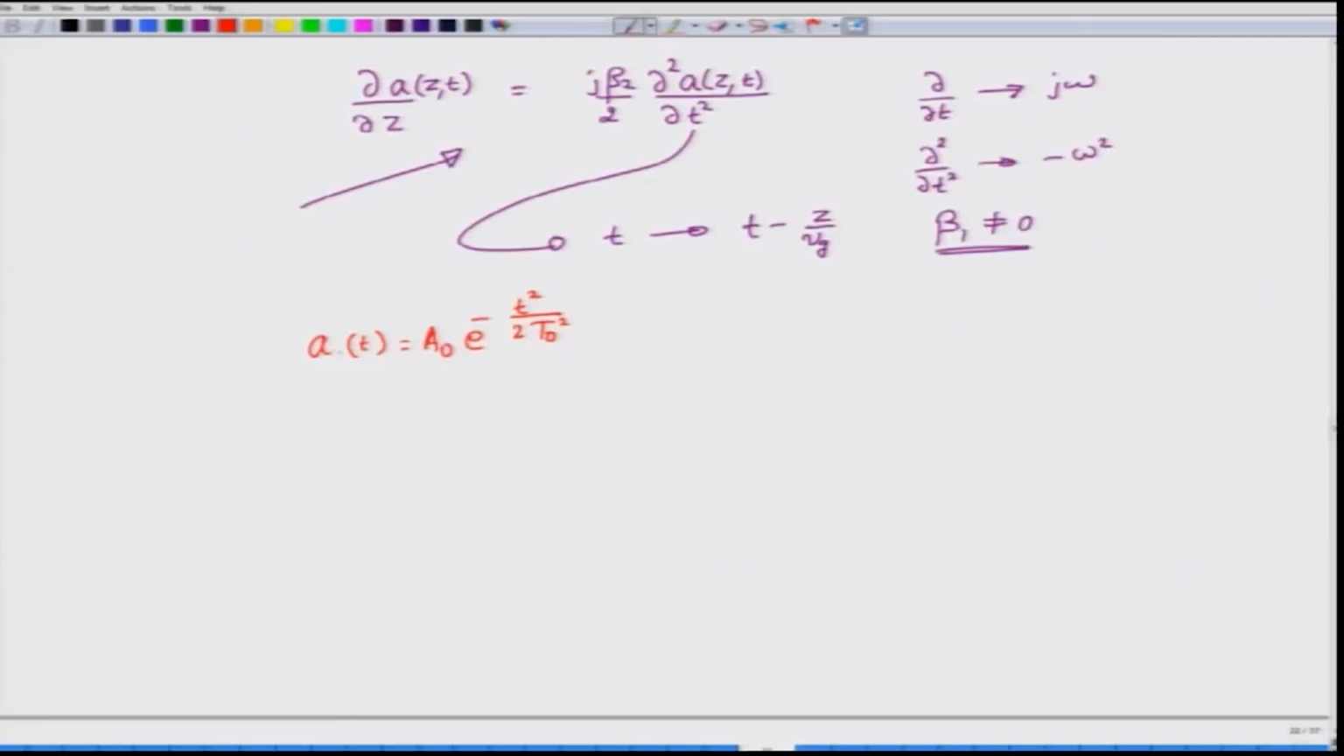So, notice that I have just written a of t, right. This is because I am actually going to send this pulse into the fiber where the fiber is located at z equal to 0.